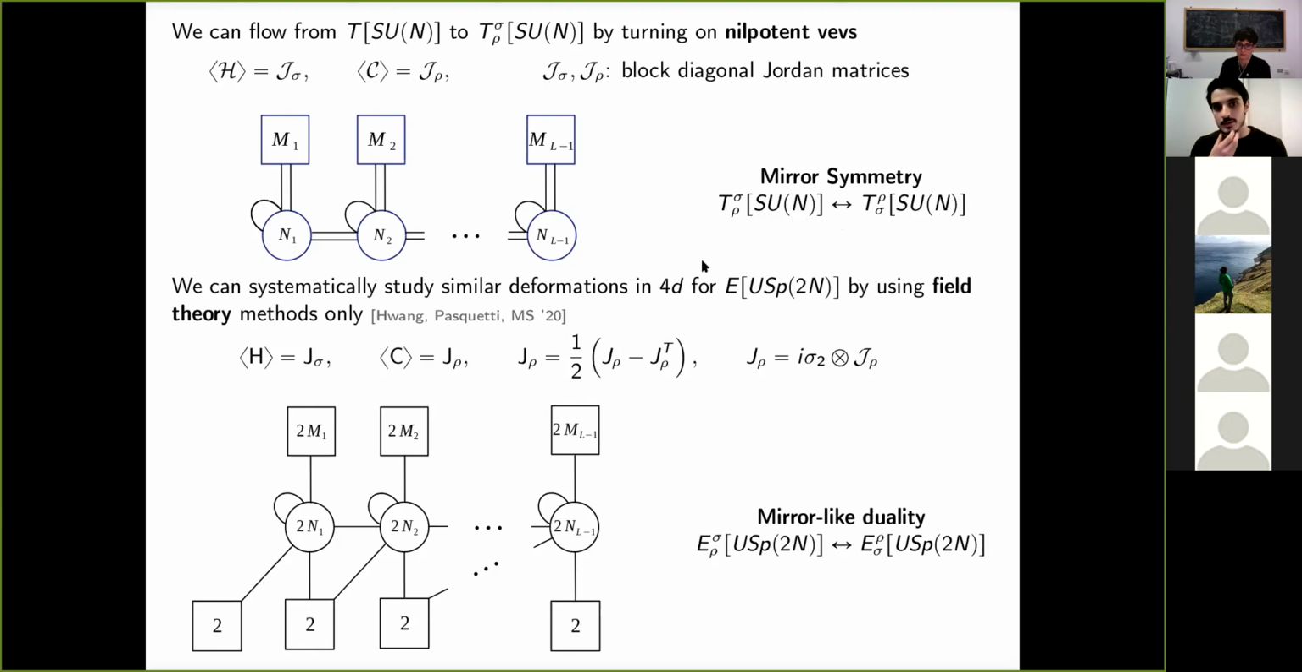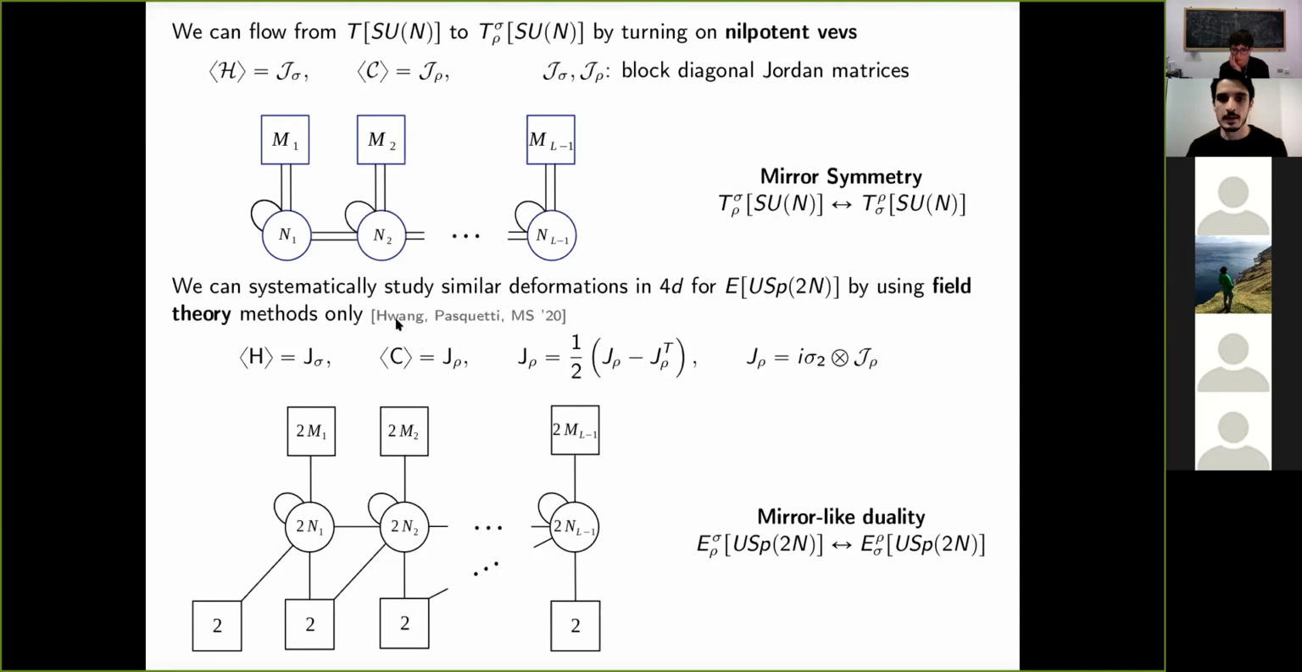But the problem is that in general, these vevs are quite difficult to study. And indeed, usually we rely on a Hanany-Witten brane realization for this class of theories, in terms of which the action of mirror symmetry can also be understood quite well. But the problem is that now we would like to draw some analogy between 3 and 4 dimensions. So we would like to define a new class of 4D theories, which are obtained from E[USp(2N)] by also in this case turning on some vevs for some of the operators of E[USp(2N)]. But the problem is that for E[USp(2N)], we don't have a brane realization.